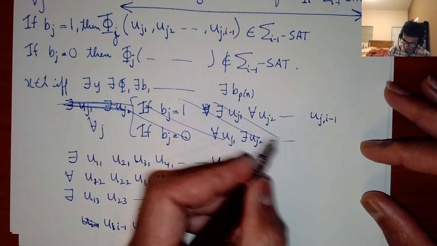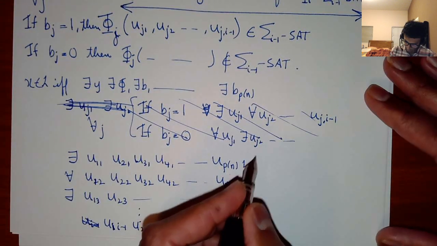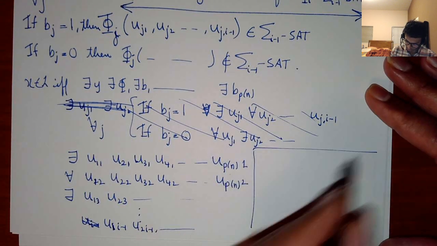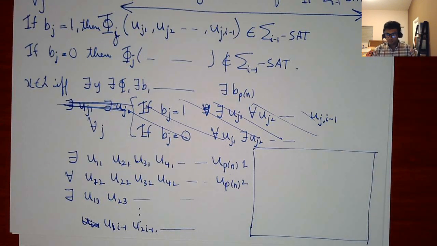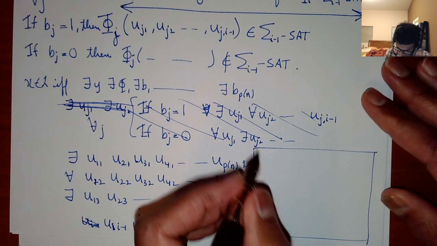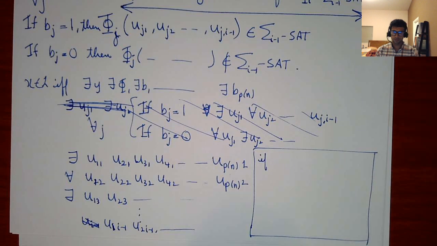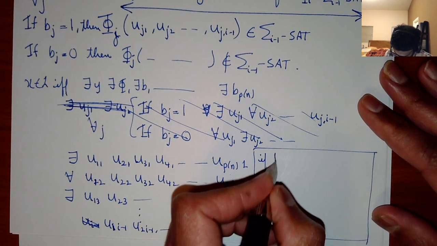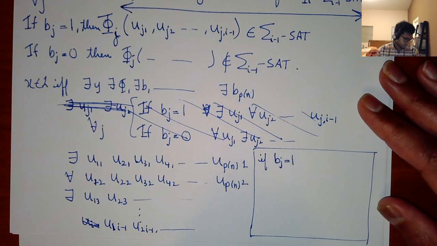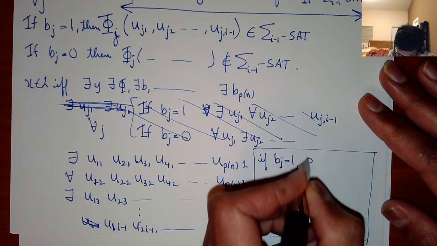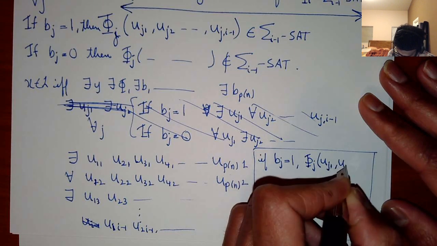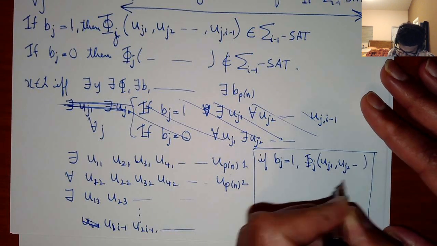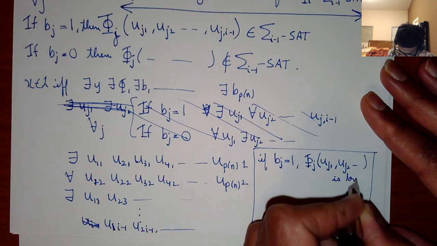Let me just ignore this for a second. Once I do all this quantification, now what I need to check is, if b of j is equal to 1, then phi of j with u j1, u j2, and so on and so forth is true.